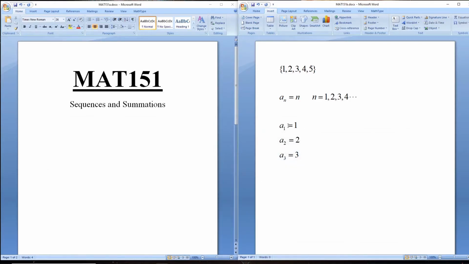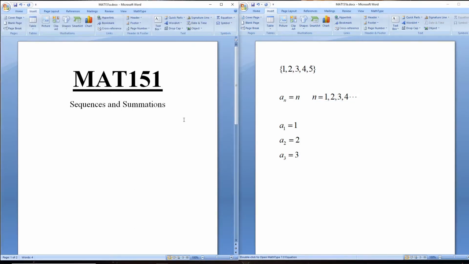And notice this sequence of a sub n equals n. This sequence will list out this set of numbers I have, 1, 2, 3, 4, 5. The sequence will list this set of numbers out. And that's what a sequence does. A sequence is very much like a function. It simply lists out a set of numbers. And again, the big difference with a sequence is it will only accept integers. And for our book, those integers start at 1. So you do 1, 2, 3, 4, 5, 6, and so forth.